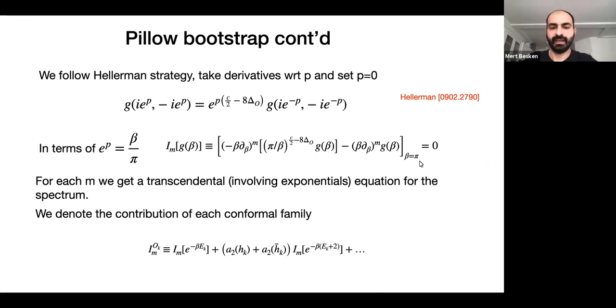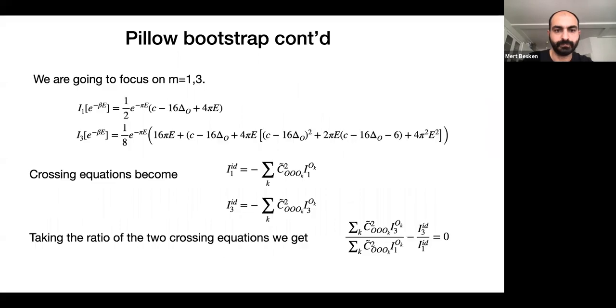So for each m, we get a transcendental equation for the spectrum, by which I mean something that involves exponentials. Just for notation, I'll denote the contribution of each conformal family in this form. So this e_k just refers to the exchanged operator, and e is related to delta in the usual way. We are going to focus on m equals 1 and 3 in this relation here, because m equals 2 is linearly dependent, it's just like m equals 1. So 1 and 3 are given by this. We see all sorts of things appearing here: the central charge, external dimension, and the exchange operator.